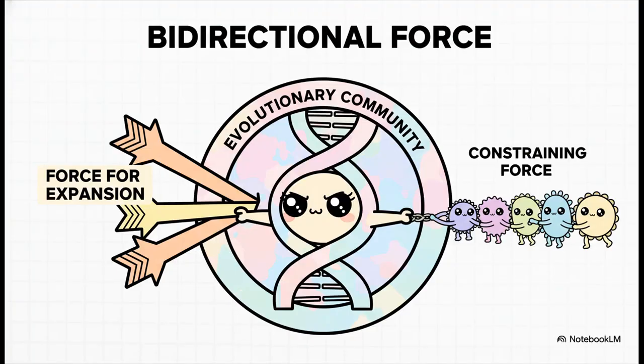But this circle model offers a new way of thinking about it. It suggests there's a kind of bidirectional force in evolution, a push and a pull. Sure, there are pressures for a genome to get bigger and more complex, but maybe there's also a constraining force from this evolutionary community that pulls it back, keeping everything within the bounds of that circle.